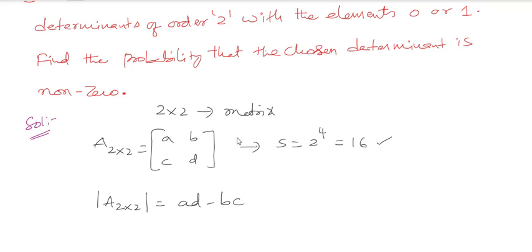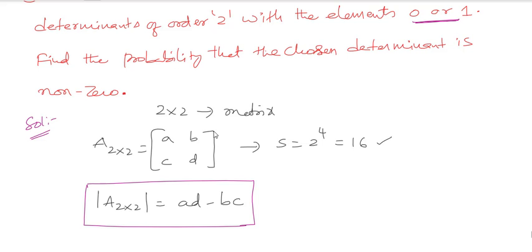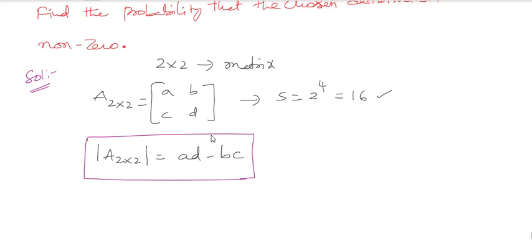Now what they told in the problem is that the chosen determinant is non-zero, with the elements being either 0 or 1. So how do you have to do this? Non-zero means there are different options when evaluating the determinant of a matrix. Either you will have 0, or non-zero means either positive or negative. So you have to understand both cases here.